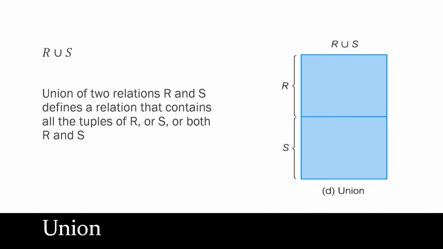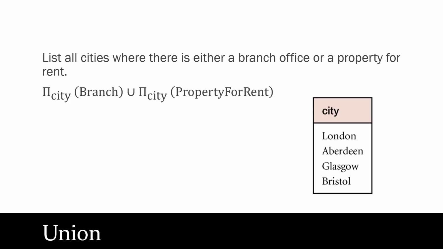The union R union S, the union of two relations R and S, defines a relation that contains all tuples of R or S or both R and S. So actually, we just want to combine both relations. For example, we want to list all cities where there is either a branch office or a property for rent. So we project city from branch, union, project city from property for rent.